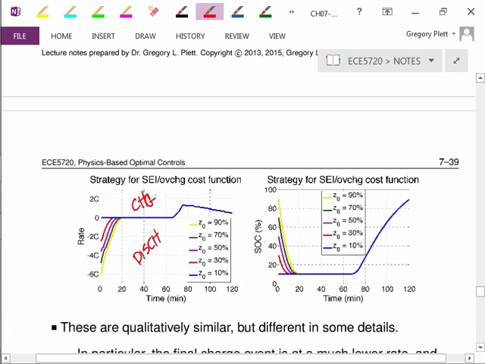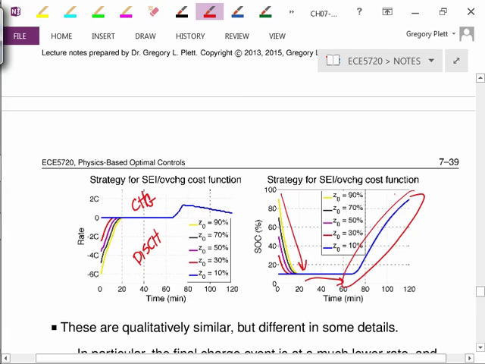I might change that by the time you get these notes. And again, notice we're discharging down to the minimum. We're dwelling at the minimum. We don't dwell as long, though. We actually take almost an hour to charge instead of half an hour.